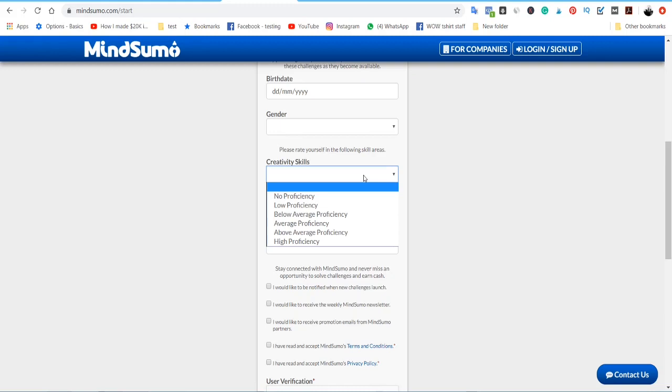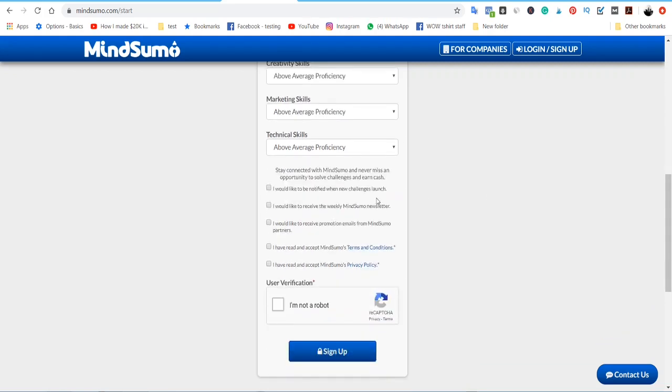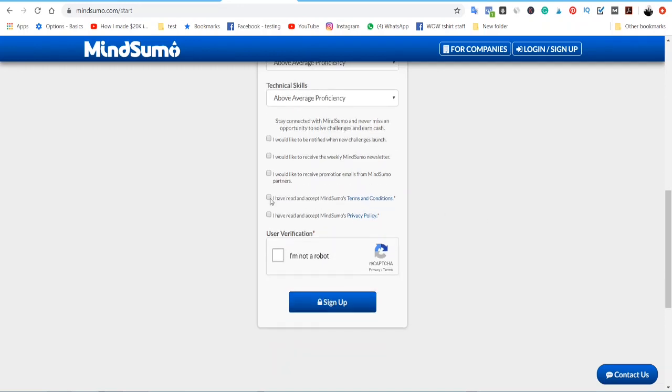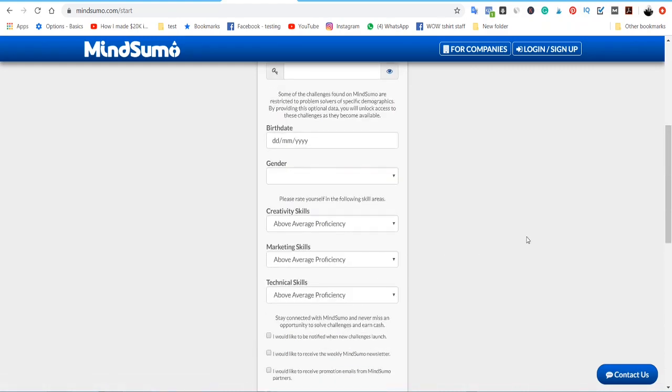I would like to suggest you choose the above average proficiency so that it's more likely trusted. And there's an option to be notified when a new challenge launches. You can check these buttons over here if you want to get new challenges in your email, right? And don't forget to tick that you have read and accept the Mindsumo terms and conditions, and the Mindsumo privacy policy as well. Then click I'm not a robot, and then just click sign up. It is pretty easy and pretty straightforward.